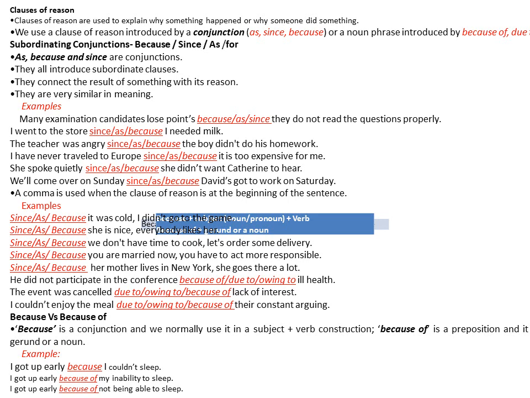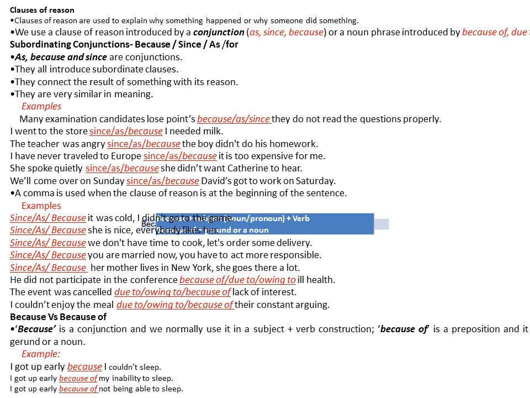Because and because of, due to, owing to are followed with a phrase. Those, since, as, because are followed with a clause, whereas those, because of, due to, owing to are followed with a phrase. Example: he didn't participate in the conference because of, due to, owing to ill health. Ill health is a phrase.